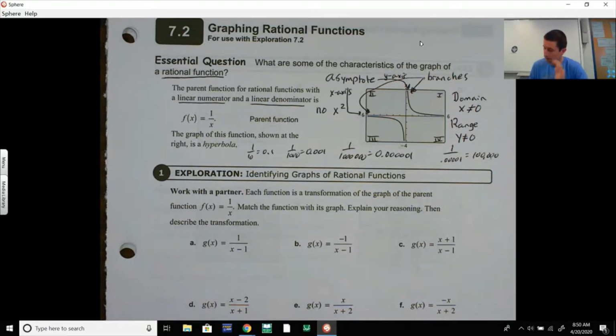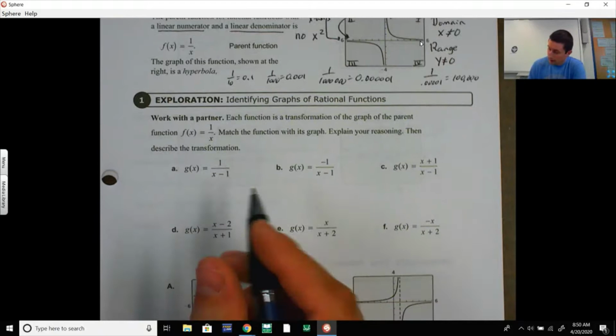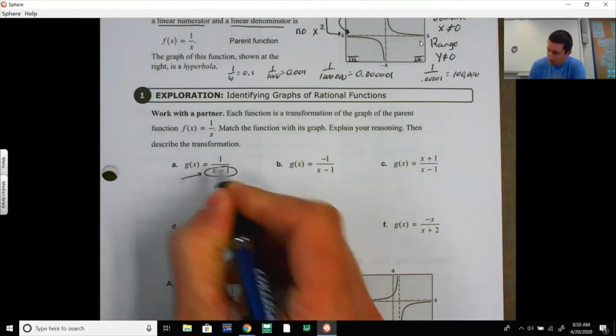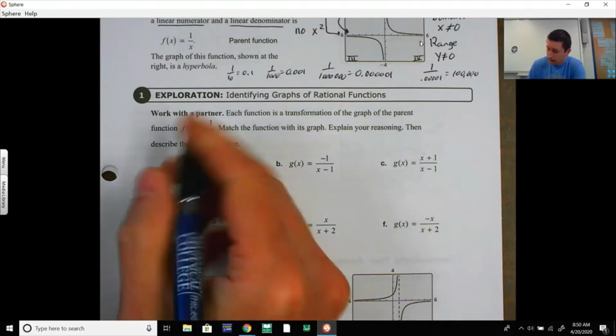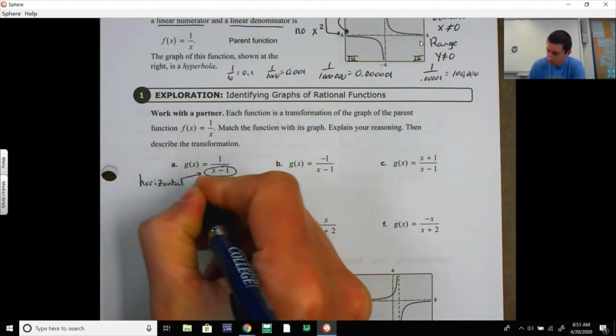Okay, so reviewing here a little bit, graph transformations. Now, any adjustment in the denominator, remember, is going to be a horizontal shift.